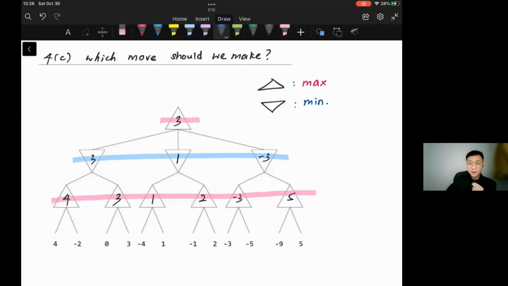Okay, for the last part of question 4, we are asked, which move should we make? And notice that here we have the outcome from part A. As we can see here, the largest possible outcome that we can get for the maximizer is 3. And this value comes from the left subtree. So the move that we should make is to go to the left subtree. Yeah, and that's it for question 4.